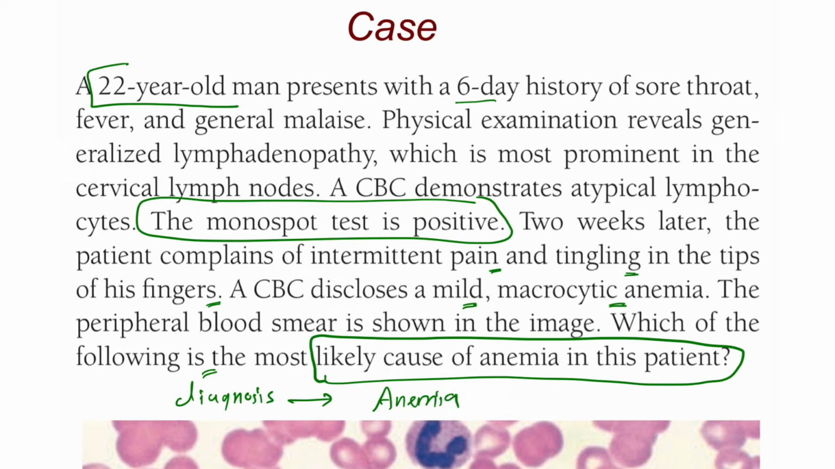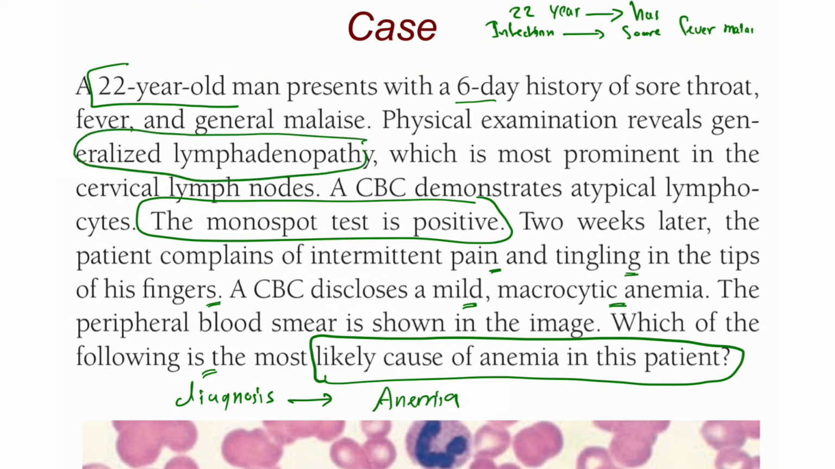From the history, we have a 22-year-old man with a medical history of infection. This infection is characterized by the presence of sore throats, fever, and malaise. On examination, the patient has generalized lymphadenopathy, mainly noticed in the cervical lymph nodes. The complete blood count shows atypical lymphocytosis, and the monospot test is positive.